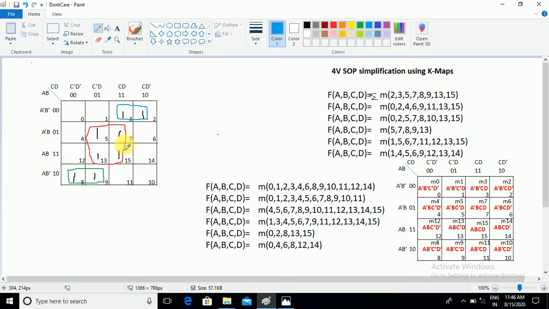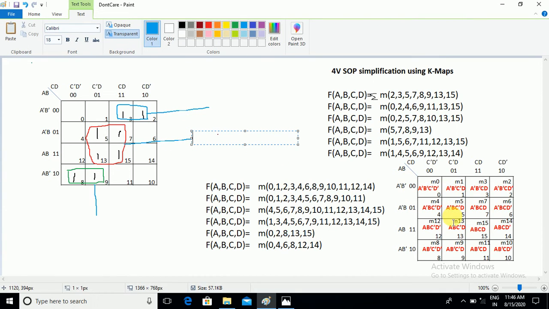Now this is the grouping for the given question, and you know how to write the answer. There is an answer for each group. What is the answer for the 4 cell grouping with the red border? The answer is the variables that are common. Here A is not common, B is common, and D is common. The answer will be B D. Now come to 3 and 2. Who are common? A dash is common, B dash is common, and C is also common: A dash, B dash, C.